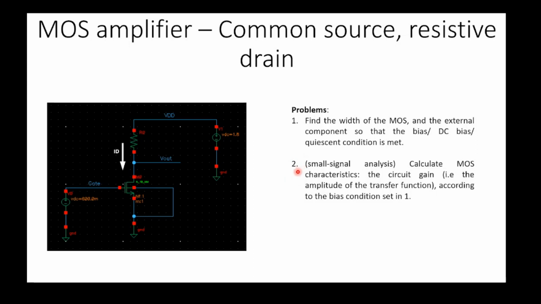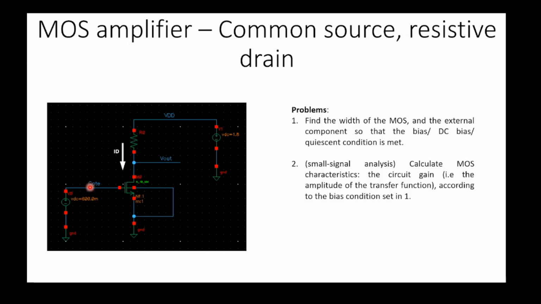So we need to solve this problem, the small signal analysis of our MOS. Observe that we already solved the DC bias condition in problem number 1. We need to find the circuit gain. So what does the circuit gain mean? Here we only see that there's the DC voltage to bias our MOS. There is really no small signal input, so let's assume that we have a small signal input here.